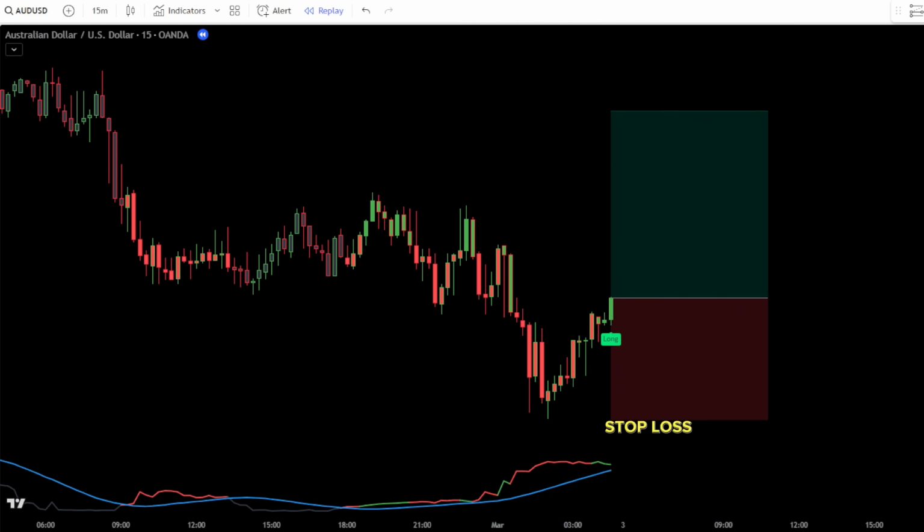Place the stop loss at the most recent low. Use a take-profit target with a risk-to-reward ratio of 1 to 1.5.